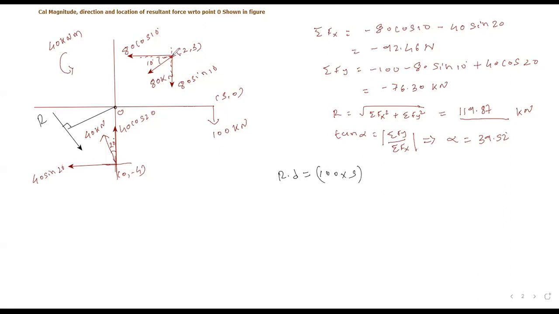Now second, this point 80 sin 10, can it be extended straight like this? Yes or no? 80 sin 10 can be extended straight like this. So can I say that this distance is 2 meter? Yes or no? This distance will become 2 meter. Please confirm me. Is it clear? Please give me reply in chat box.